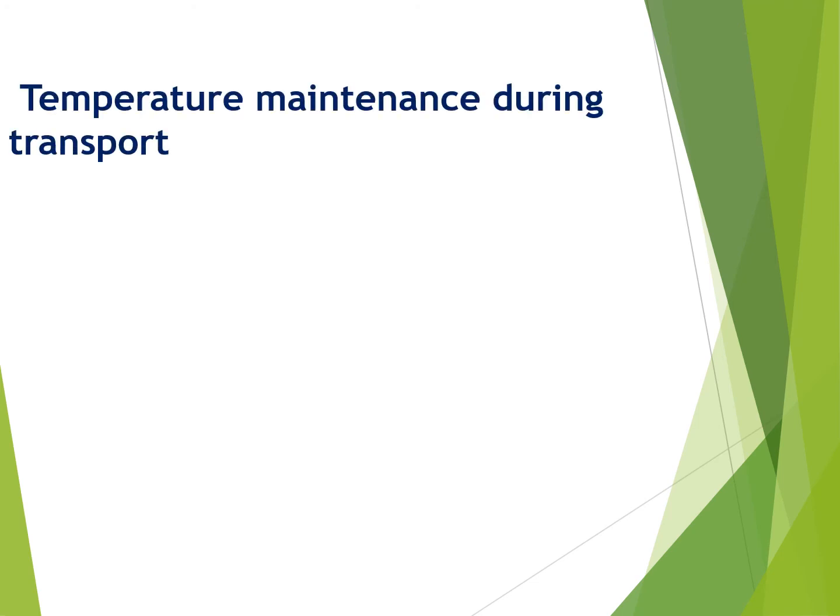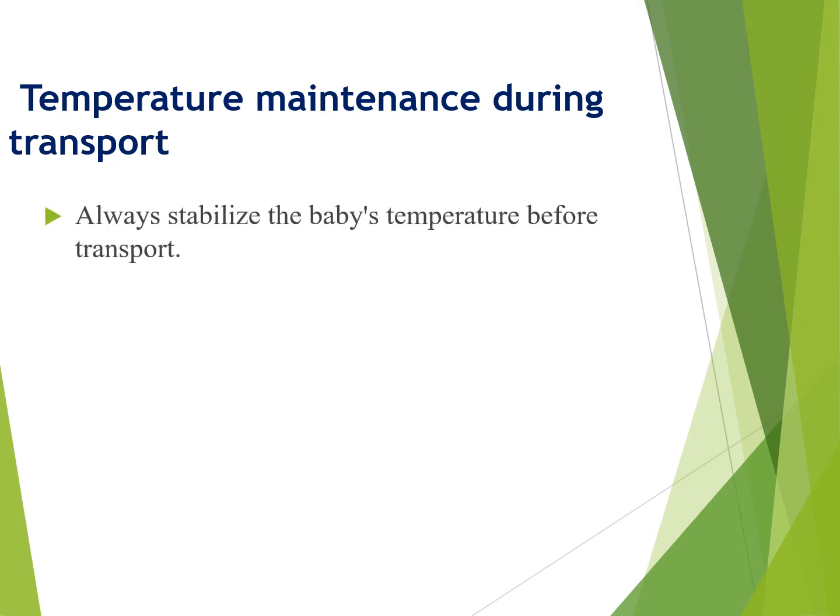The other is temperature maintenance during transport. If we are going to transport a newborn to other health facilities, we should maintain a warm chain. So what we should do is maintain a thermoneutral environment during transportation. Always stabilize the baby's temperature before transport. So before starting to transport the baby, we should make sure that the baby's temperature is stable.